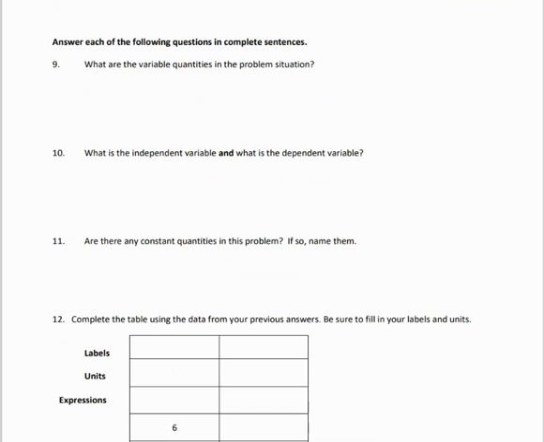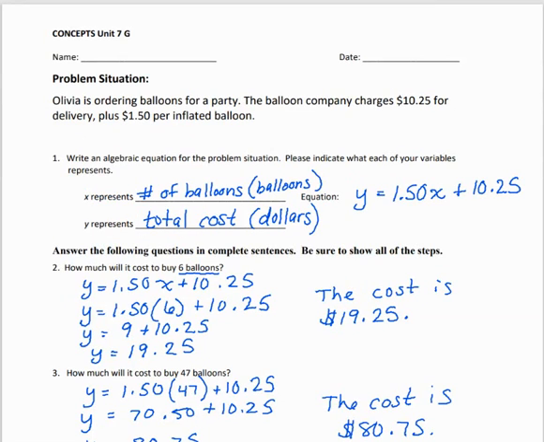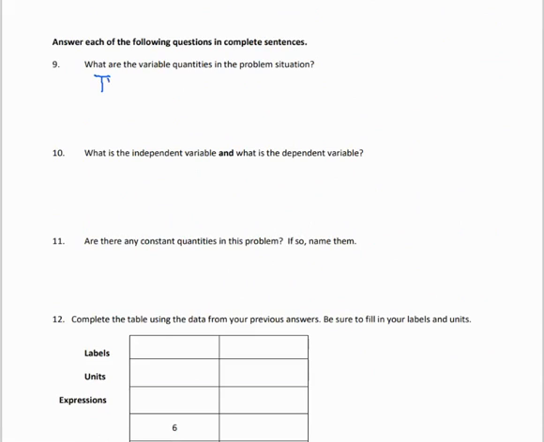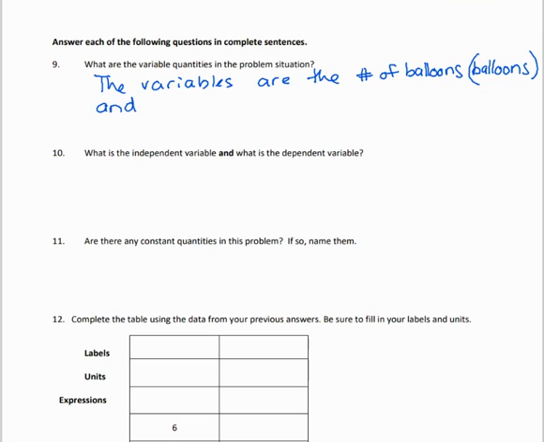Okay, so here we have our variables and our chart. So for number 9, what are the variables? Where do I go look, everybody? We go right to the very beginning where we said what X and Y are, right? So X is number of balloons, Y is total cost. So my variables are the number of balloons, and we'll put the unit in parentheses. Variables are the number of balloons and the Y was the total cost. Okay, so that answer for you is given right when we defined those variables at the top of your paper.